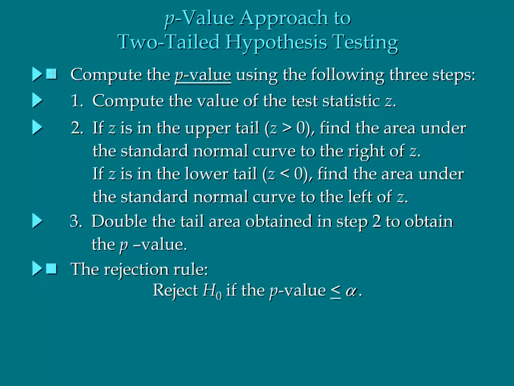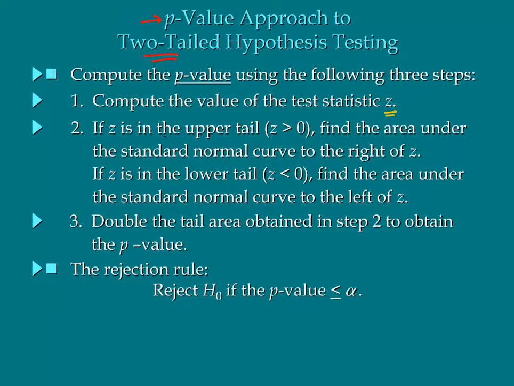So in this part we are going to look at two-tailed hypothesis testing procedures. In the first instance we're going to look at the p-value, then we'll look at the critical value later on. So first step, compute the p-value using the following three steps. First off, compute the value of the test statistic, lowercase z.